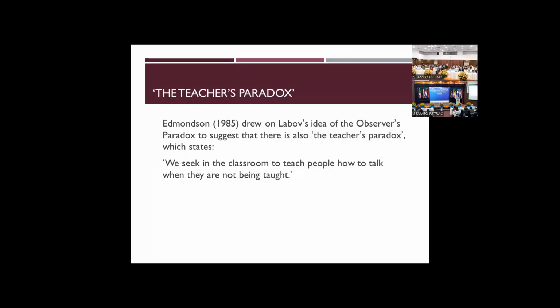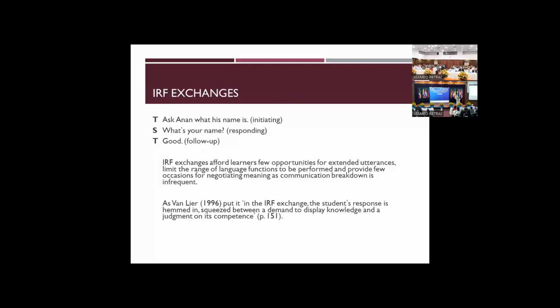You could say that the same thing happens in the school, that we seek in the classroom to teach people how to talk when they are not being taught. Think about what that means. We try to teach people how to talk, right? But what we want them to do is to learn to communicate in a way that has nothing to do with how they were taught. Once you start to teach people, it actually is very difficult to get them to behave in a pragmatically appropriate way. And one of the reasons for this is what is known as IRF exchanges.